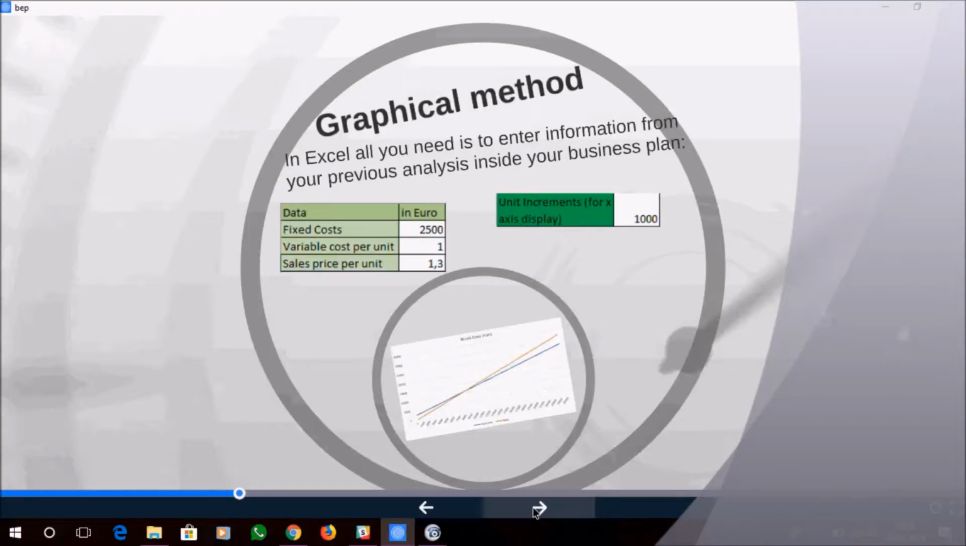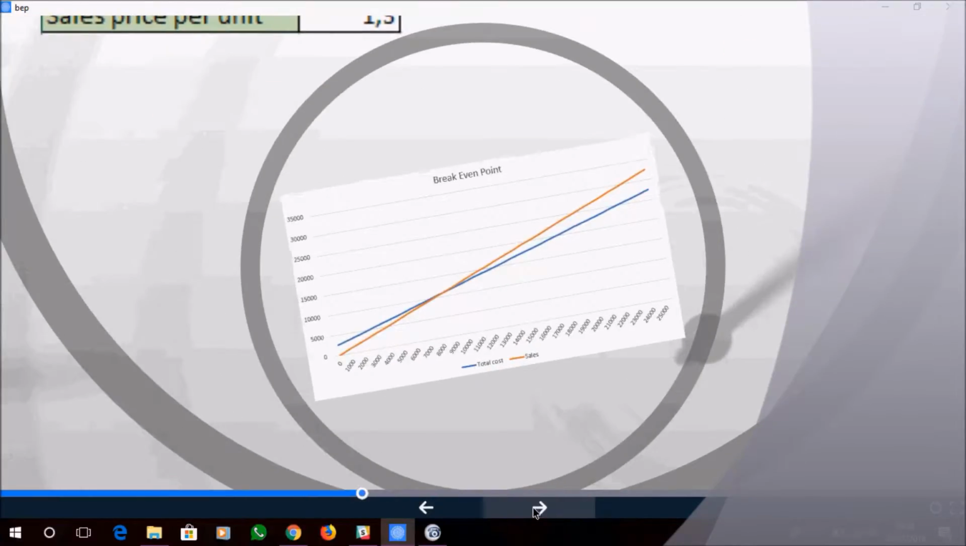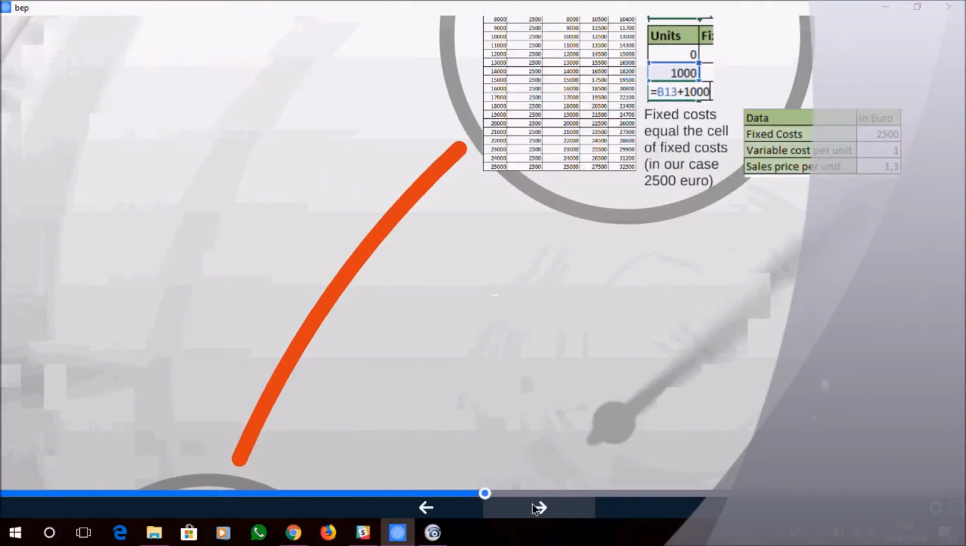First of all, we need the essential data: fixed costs, variable cost per unit, and sales price per unit. I have created an example where the fixed costs are 2,500 euro, the variable cost per unit is 1, and the sales price per unit is 1.3. I have also decided that I want my chart to display the increments for the x-axis every 1,000 units, but you can decide whichever number you want, 100, 500, whatever. What you should get at the end is the break-even point chart. So let us see how.